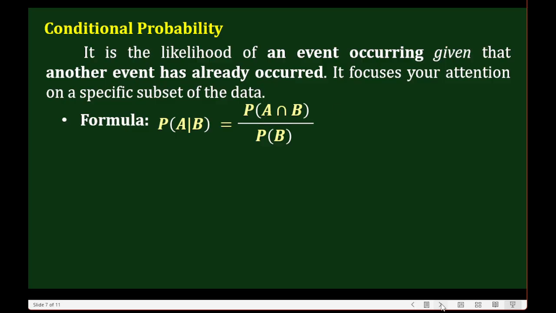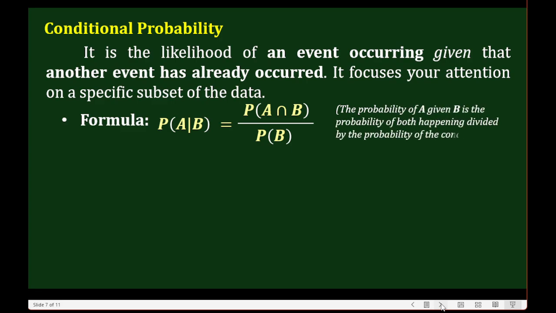Now, so you read this. This is how you properly read the formula. The probability of A given B is the probability of both happening divided by the probability of the condition B. Yan. Pwede ganon. Now, for our example, let us consider the class survey situation.